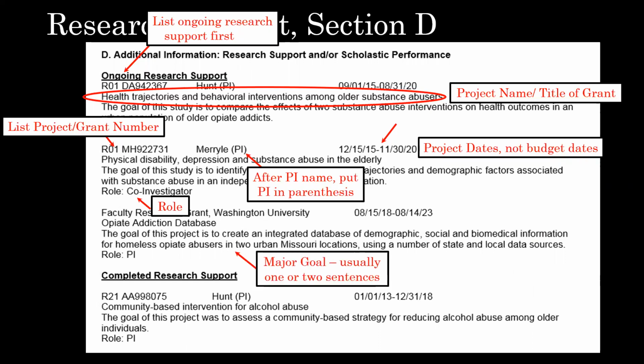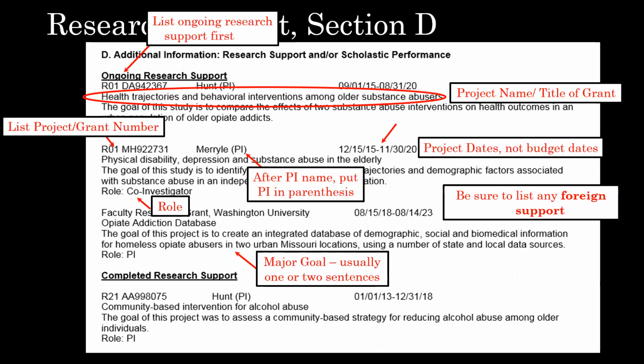And then the major goal. This is usually a 1 or 2 sentence description of the project, and this information is always provided by the PI. And be sure to list any foreign support if that's applicable.